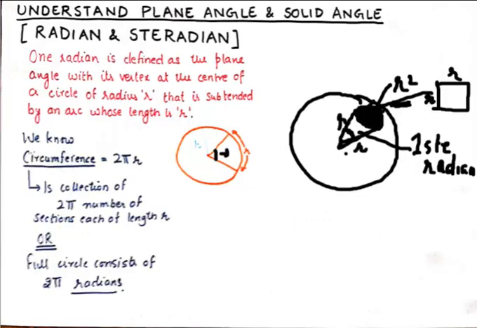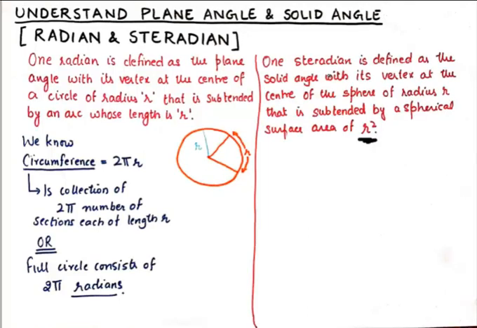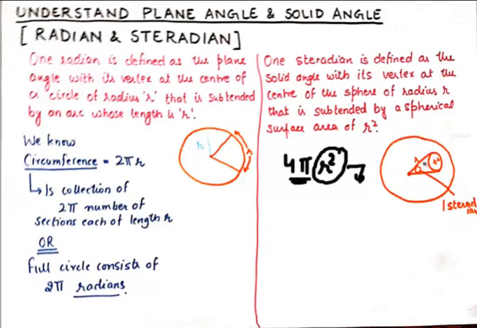So that is what is needed to be understood, that circumference is a collection of 2 pi number of sections each of length r, or the full circle consists of 2 pi radians. And if we look at the steradians, it is defined as the solid angle with its vertex at the center, again of the radius r, but it should subtend a spherical surface of r square, and that can be shown like this.